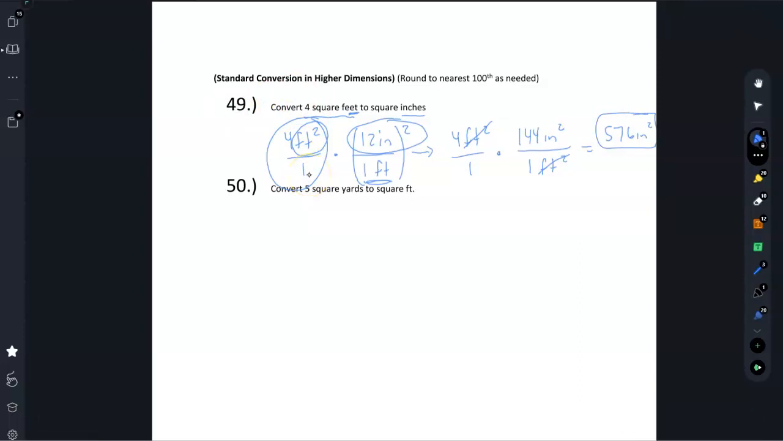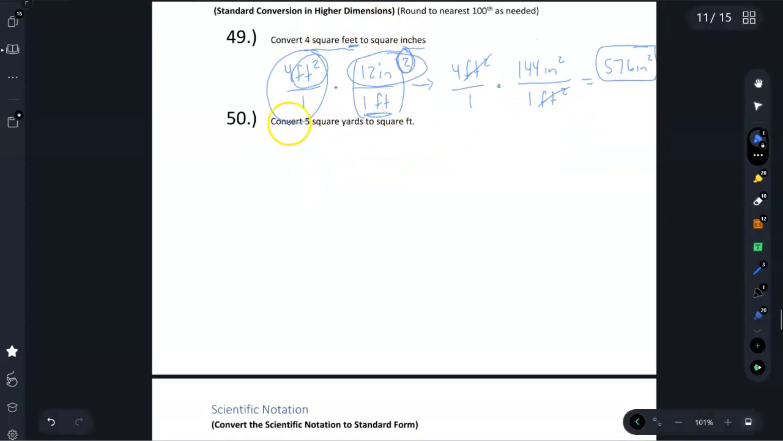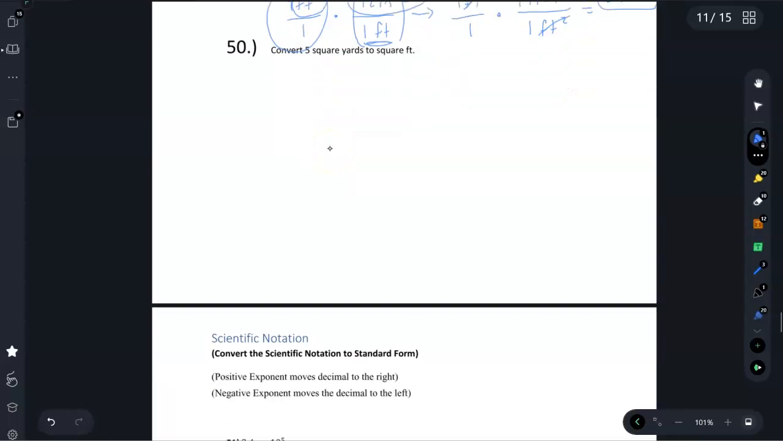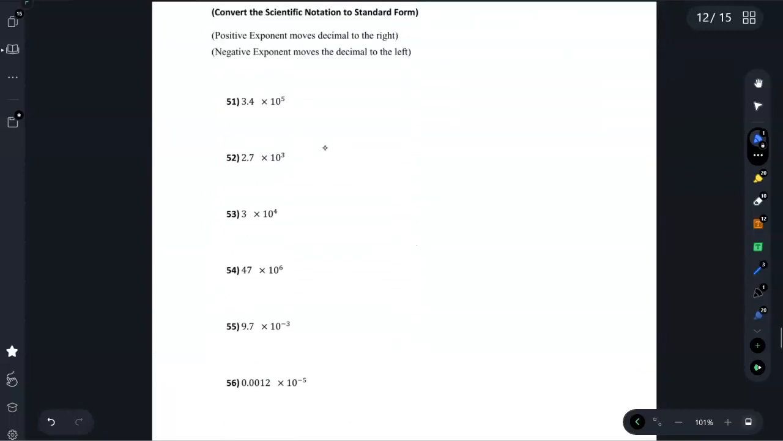So that's how we take care of higher dimensions. If we're dealing with squares, we would just square that first conversion. If we're dealing with cubics, we would cube it, which means raise it to the third. So that one's a little tricky. Feel free to go back to the section for all those. All right, it should move a little bit quicker now.